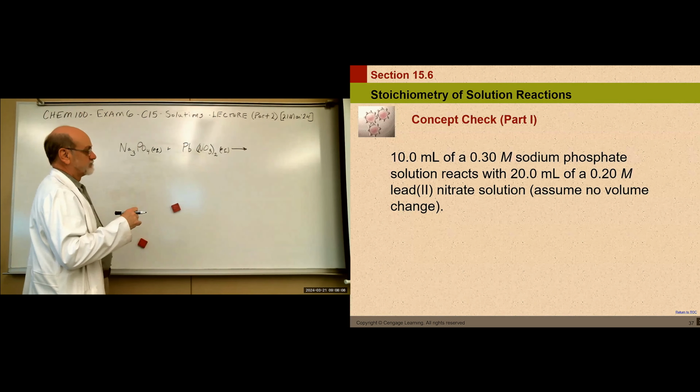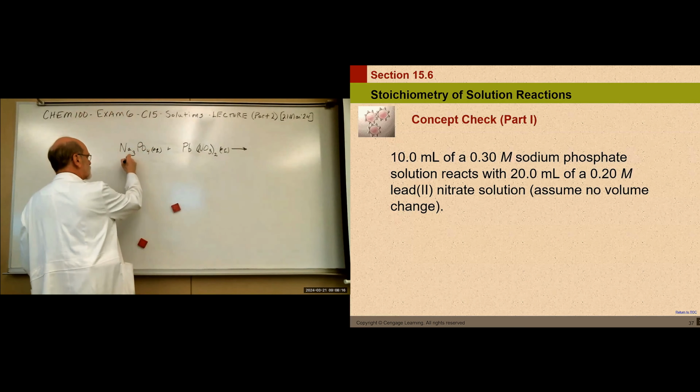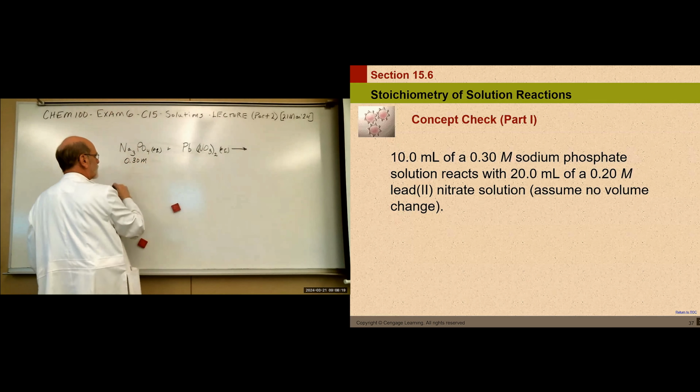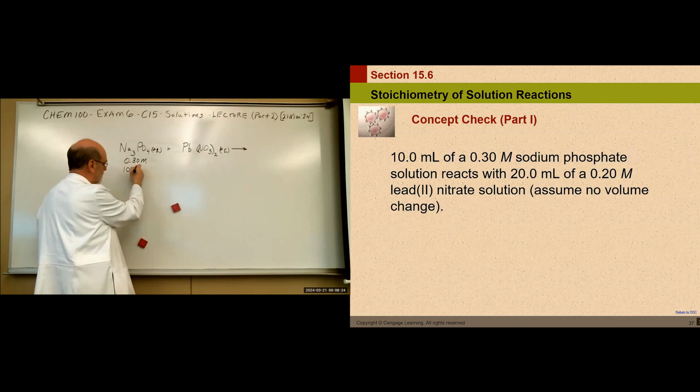And let's see. 10 milliliters of 0.3 molar sodium phosphate. So 0.3 molar sodium phosphate, and we have 10 milliliters of this solution. And then we're going to add to that 20 milliliters of 0.2 molar. Okay, that's everything that's given so far. The question is, what precipitate will form?